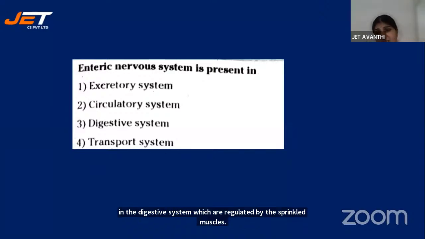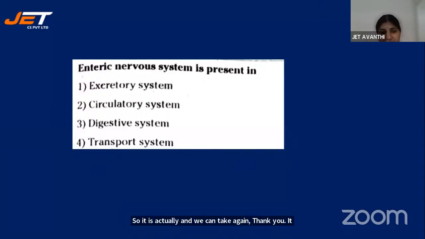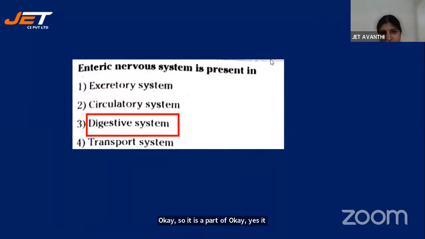It is monitored by this enteric nervous system. So it is a part of, again, the autonomic nervous system. Yes, it is the digestive system, children. Very good. Nice. Next question.